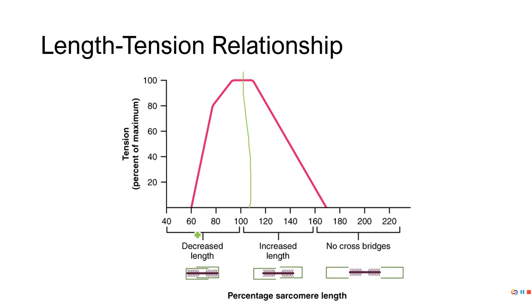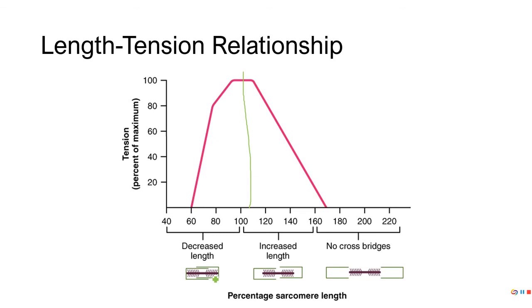And the reason has to do with cross bridges. As I increase the length, there are fewer cross bridges, okay? At the longest length of the muscle, you only have a couple of cross bridges that can generate force, and so I'm unable to produce as much force. Whereas if I've decreased the length of the muscle, yeah, I've got lots of cross bridges, but I've overlapped so much that I can't actually make that muscle any shorter.